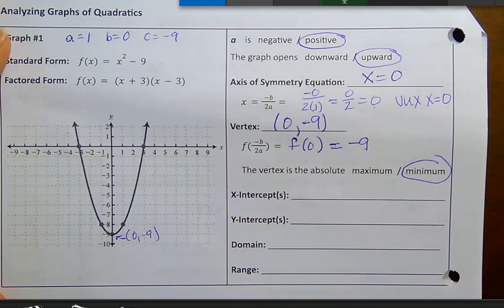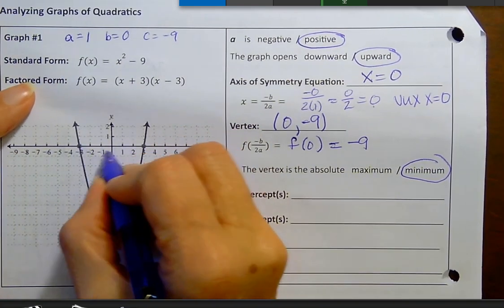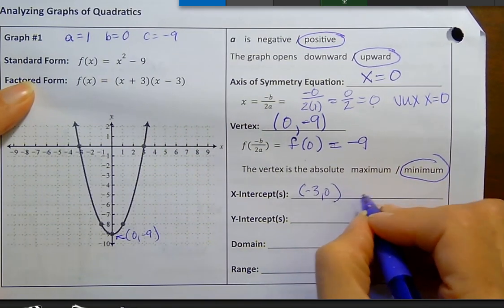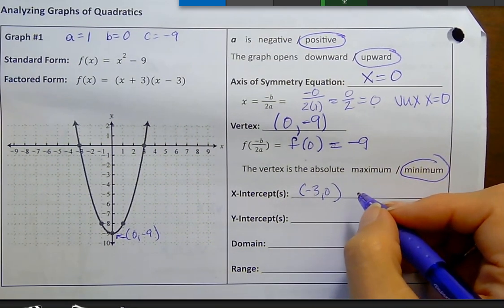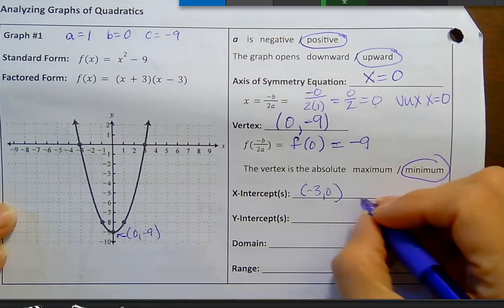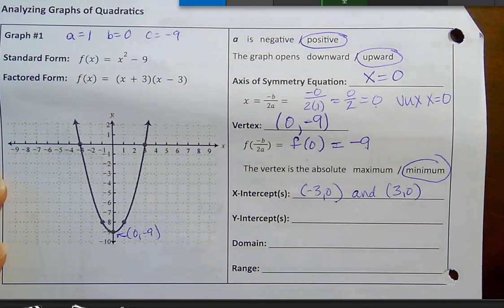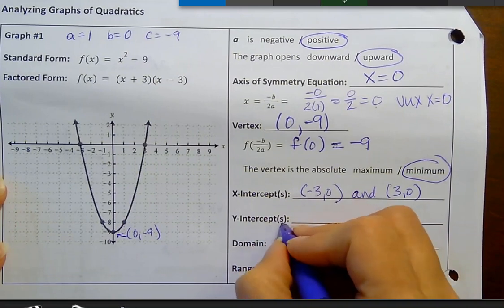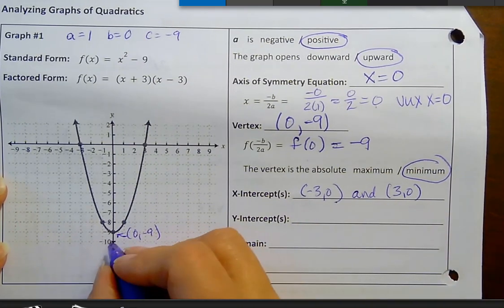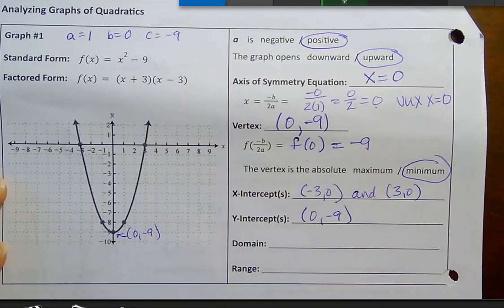All right, let's talk about x-intercepts. I can see using this graph that I have one x-intercept at negative 3, 0, and the other x-intercept at positive 3, 0. There are two x-intercepts. My y-intercept, there should only be one because it's a function. It is at 0, 9, that ordered pair. Normally when we're saying intercepts, we want an ordered pair.